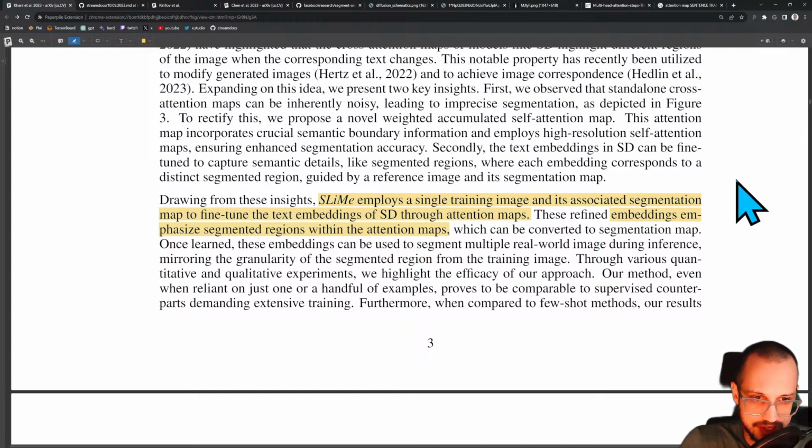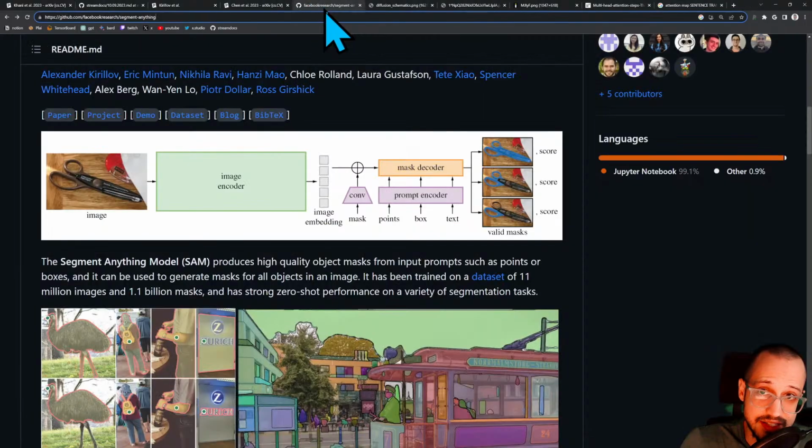These embeddings can be used to segment multiple real-world images during inference, mirroring the granularity of the segmented region. Through various quantitative and qualitative experiments, we highlight the efficacy of our approach. Even when reliant on just a handful of examples, proves to be comparable to supervised counterparts demanding extensive training, right? And this is the supervised counterparts demanding extensive training is the Segment Anything, right?